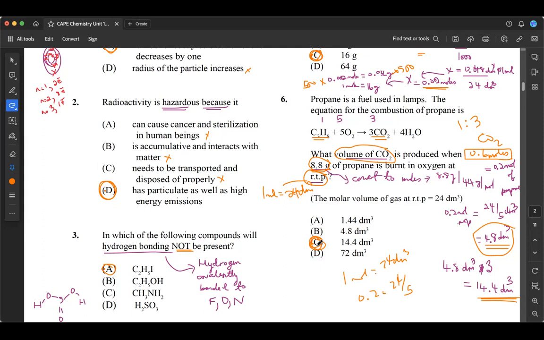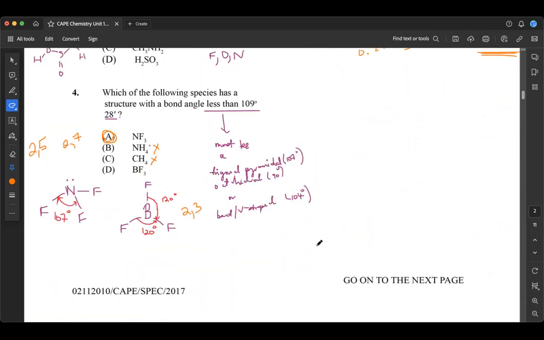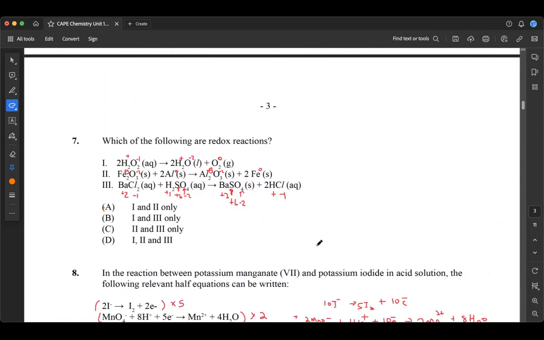Okay? All right, so moving along to question 7 now. Question 7 says, which of the following are redox reactions? So that's an oxidation reduction reaction. So that means that there's some change in oxidation state of our species happening. Their oxidation numbers have to change. So let's look at these equations, or these reactions. So let's look at the first one.